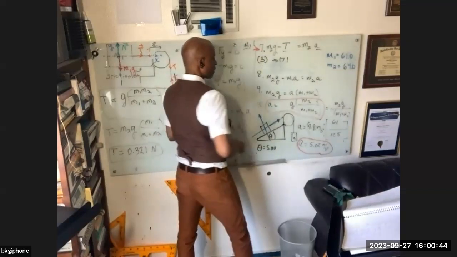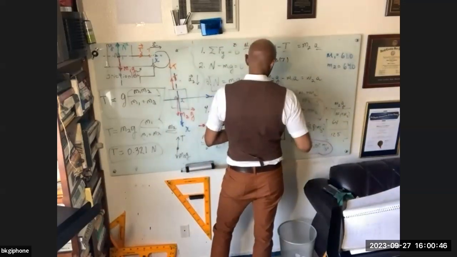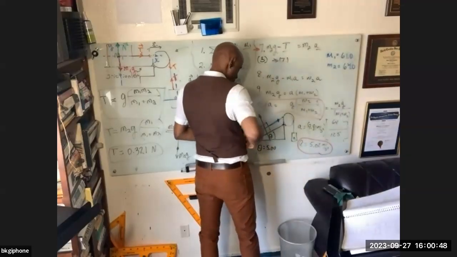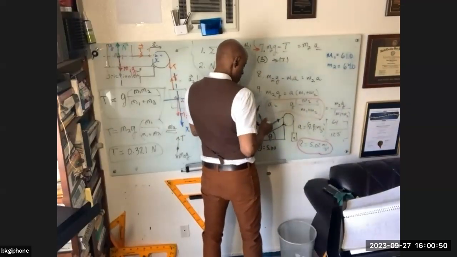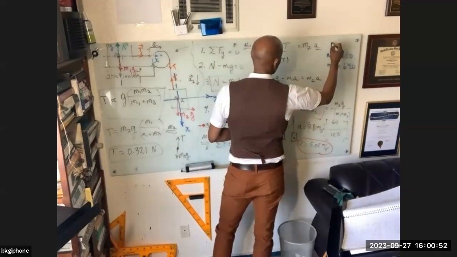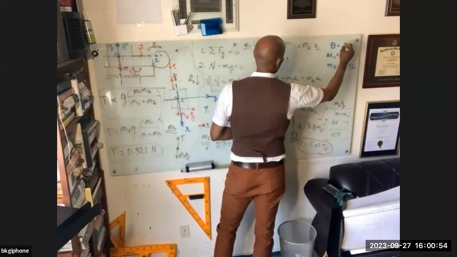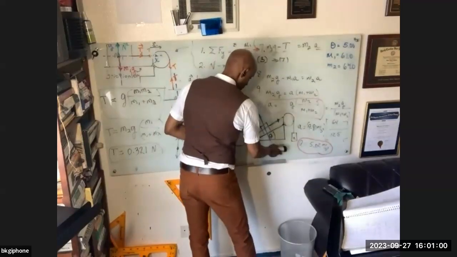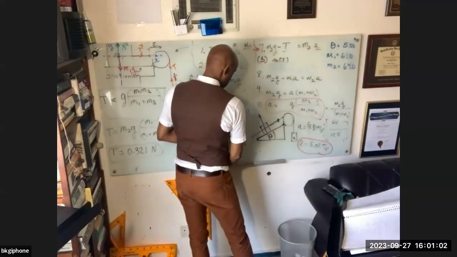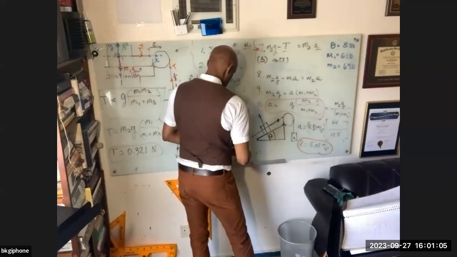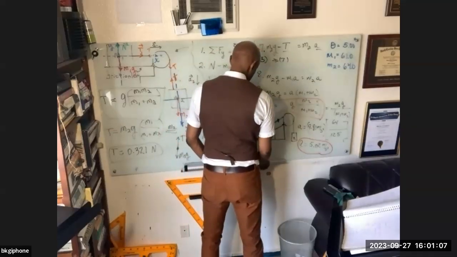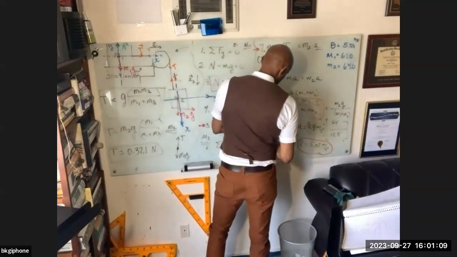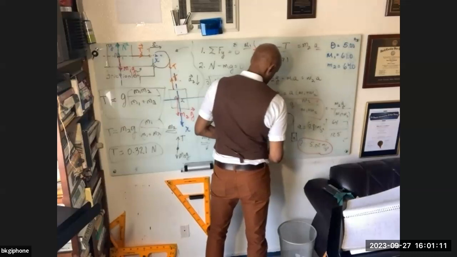We'll go ahead and put theta up here. We'll make theta 5 degrees. I don't need to have it here. The weight, straight down, mg.